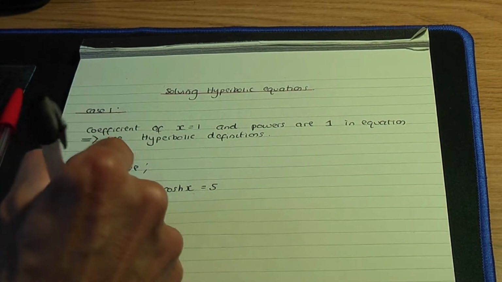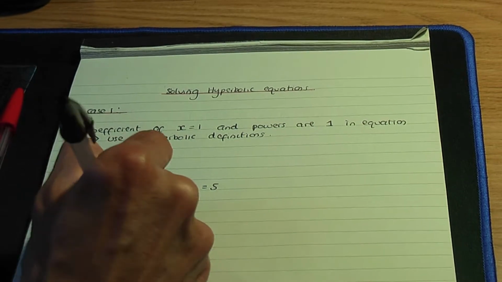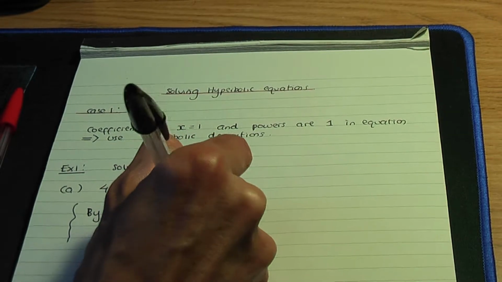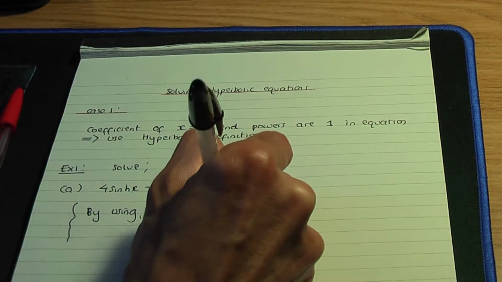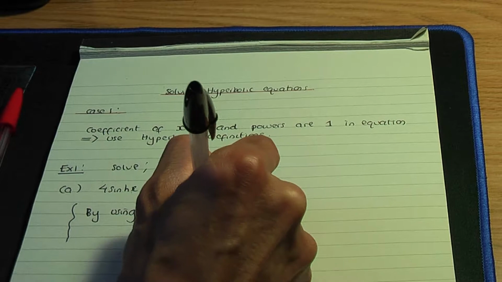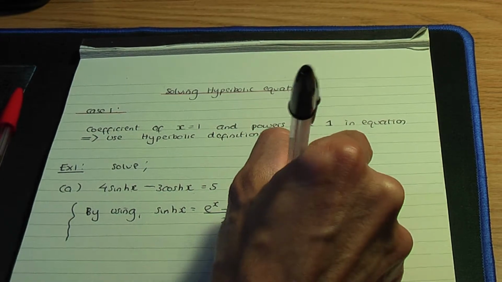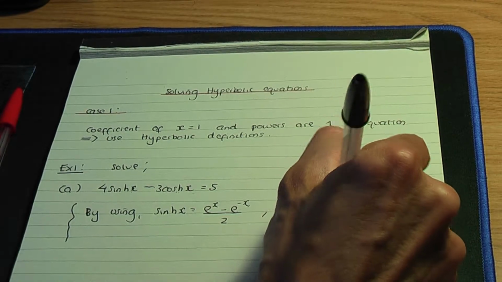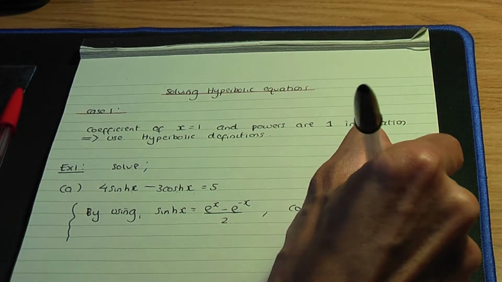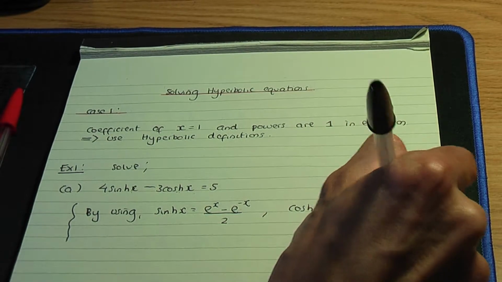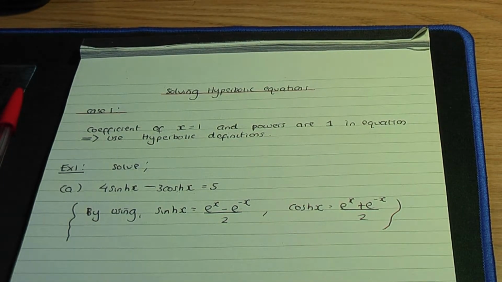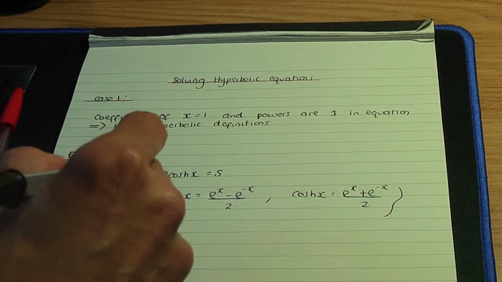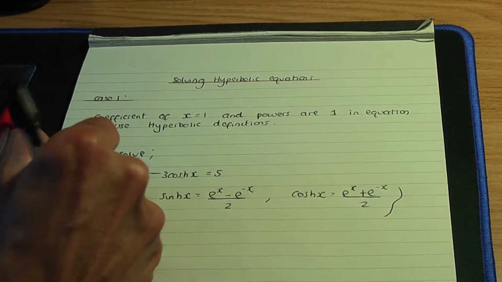So remember, just as a side calculation, the definition of hyperbolic sine. Hyperbolic sine has the definition e to the x minus e to the minus x over 2. And remember the definition of hyperbolic cos, that has the definition e to the x plus e to the minus x over 2. Okay, so we need to use these two definitions in this instance. You can call that step number 1.